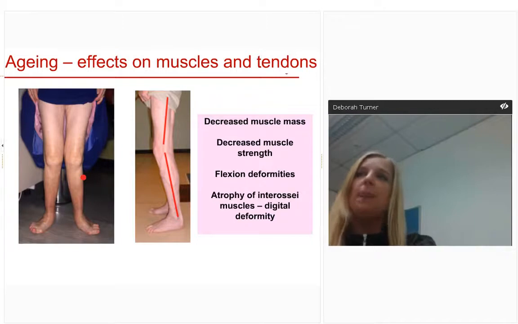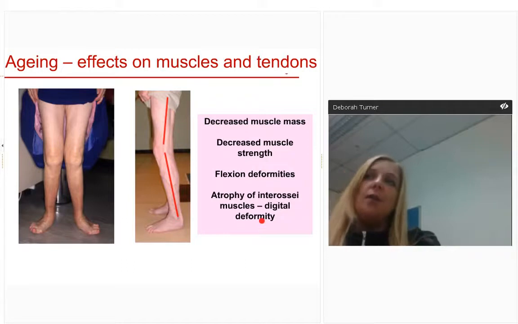What we then have to consider is that this will then have a knock-on effect on the venous system within the lower limb, and it's not uncommon to see venous insufficiency as we see atrophy of the gastrocnemius and soleus muscles. Often we will tend to see when people have a painful knee joint that they will often develop a flexion deformity, which we can see highlighted in this slide here. Often it's not uncommon to see atrophy of the interossei muscles and digital deformities, as we can see highlighted in this slide here.